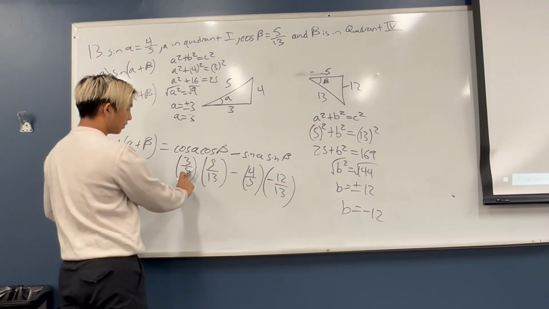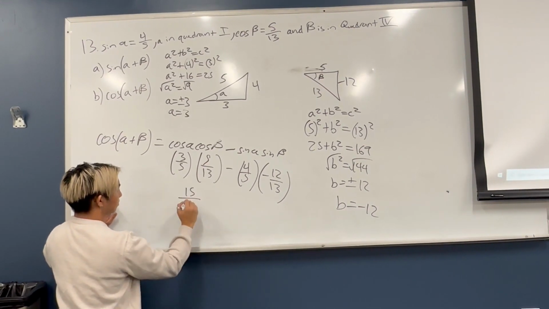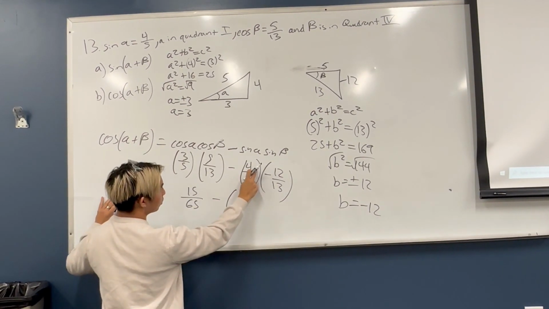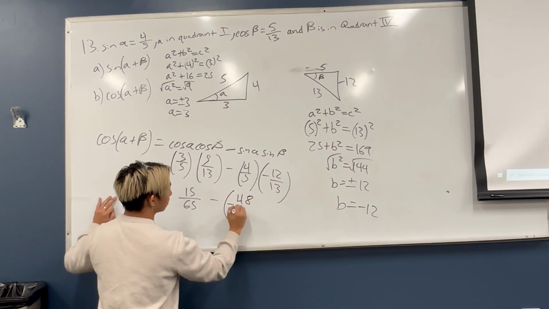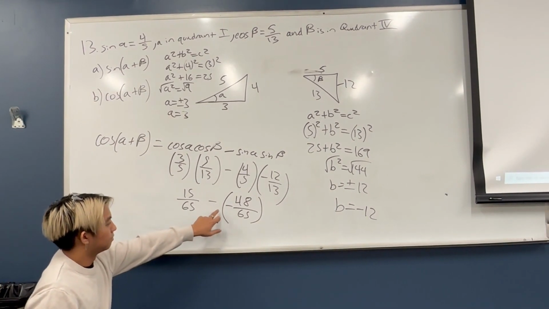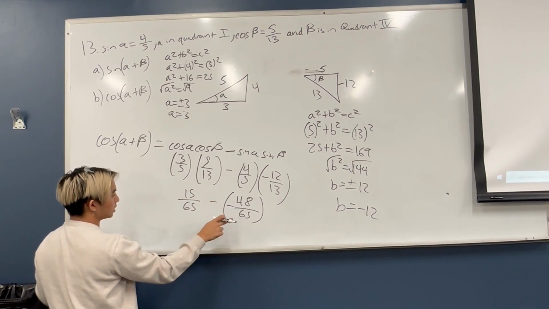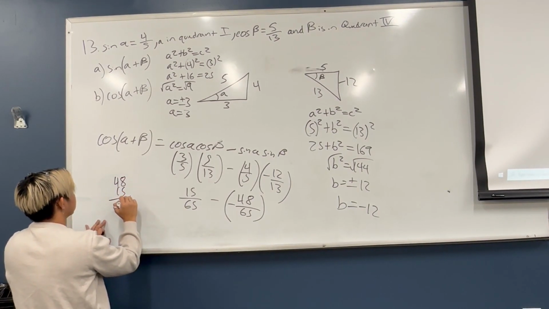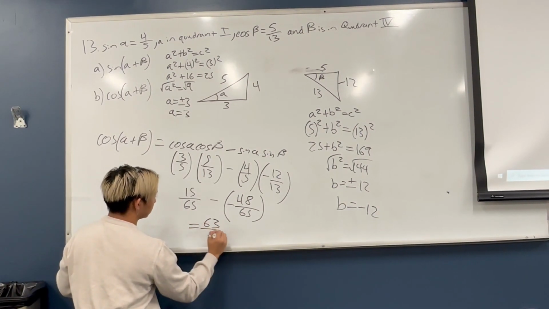So we have 3 over 5 times 5 over 13. This becomes 15 over 65. And this, I see negative here, so I'm going to do parentheses. So 4 times 12 is what? 48. So negative 48 over 65. So we see we have a negative minus a negative, right? So this becomes 48 plus 15. Let's do that real quick. 8 plus 5 is 13. This becomes 63. So this becomes 63 over 65.